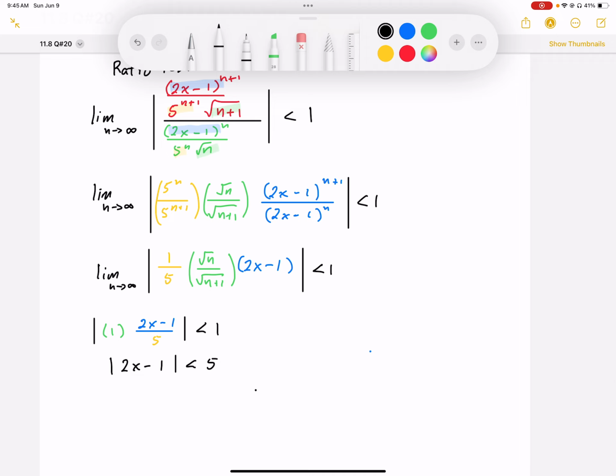Solving this inequality, we have 2x minus 1 is less than 5 and greater than negative 5. So solving the right-hand part of this inequality, we're going to add 1 and divide by 2, so x is less than 3. On the left-hand side, we'll add 1 to get negative 4, divide by 2. We're going to end up with negative 2 as our left edge.